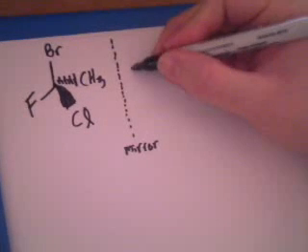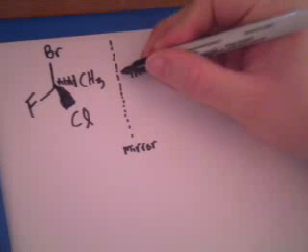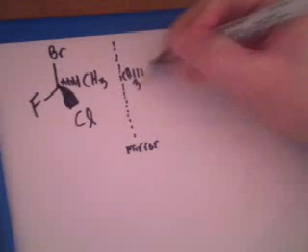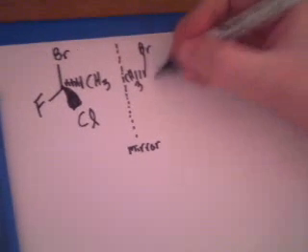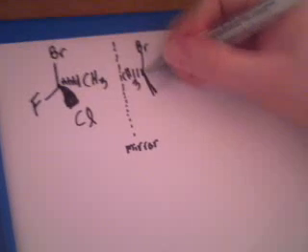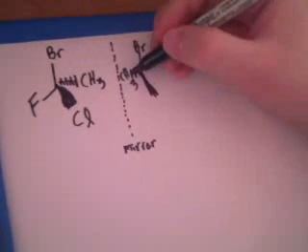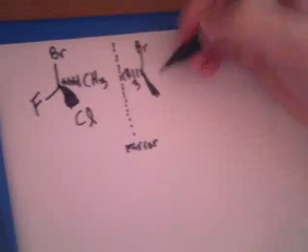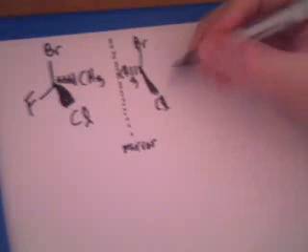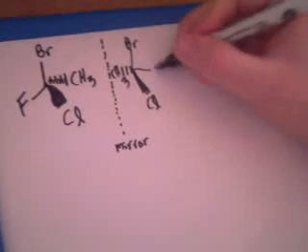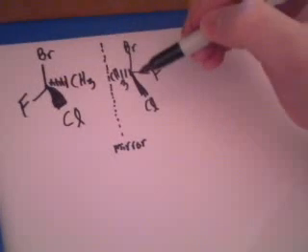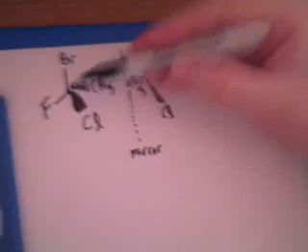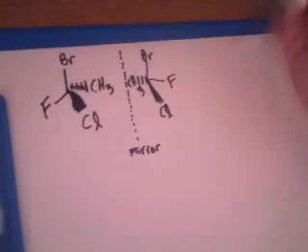Well, it would actually look just like this. So our Br is still up top, right? Our CH3 and our CH3 are both going back. Our chlorines are both coming out at us, and our fluorines are both kind of pointing away from the mirror. So this fluorine's pointing away from the mirror, and the original one's pointing away from the mirror.